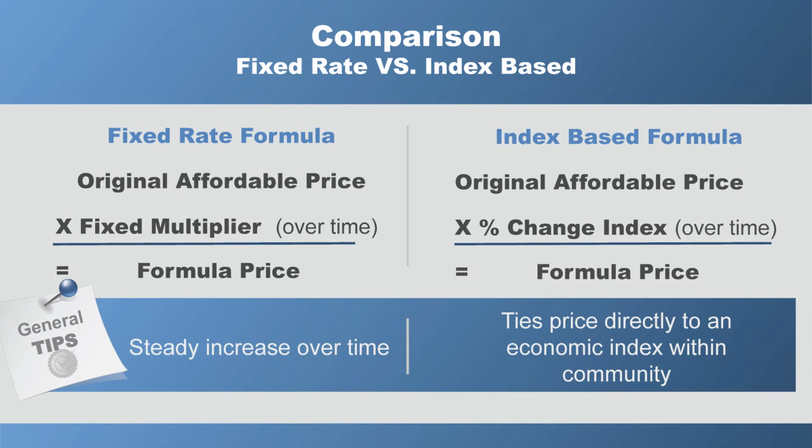In Modules 3 and 4, we discussed the fixed rate and index-based formulas, both of which are fairly simple. You take the affordable price the homeowner paid when they purchased their home and you increase it by a fixed multiplier or the percentage change in a published economic index over time to calculate the formula price.